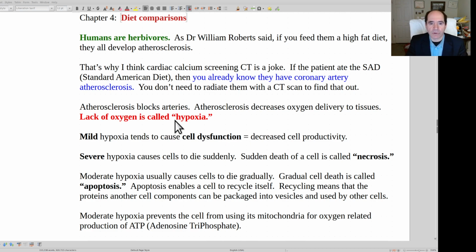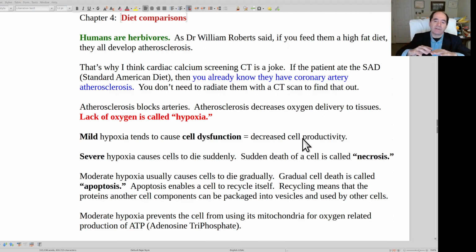Let's see. Atherosclerosis blocks arteries, decreases oxygen delivery to tissue. Lack of oxygen to tissues is called hypoxia. If you have mild hypoxia of tissues, you get decreased cellular function, like you're a little stupider with your brain. But if you have decreased oxygen and glucose delivery to your muscles, you'll have less energy, okay? When you have severe hypoxia, cells will die suddenly. And sudden death of a cell is called necrosis.